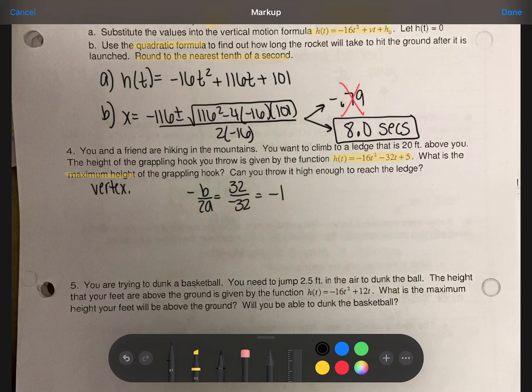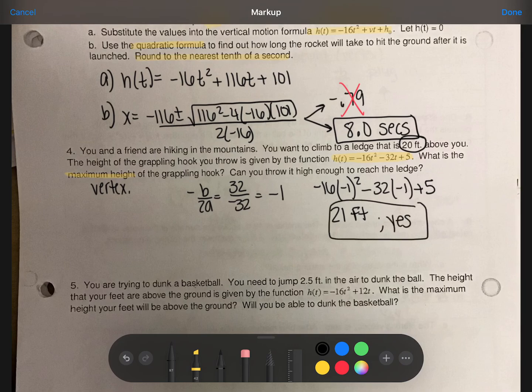And so I need to take that negative 1 and plug it into my equation, which to me, negative 1 does not make any sense because it's supposed to be your time, and you can't have negative time, but we're going to proceed with this problem anyways. And so when I plug this in, I get a height of 21 feet. And you had to be able to throw the grappling hook at least 20 feet because that's how high the ledge is above you. So the question is, can you throw it high enough to reach the ledge? Yes, because you were able to throw it 21 feet in the air.